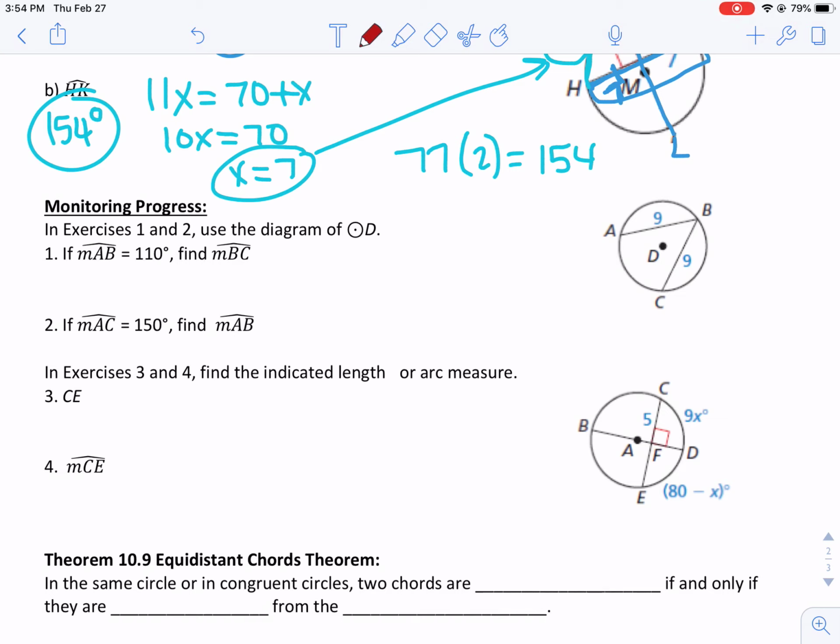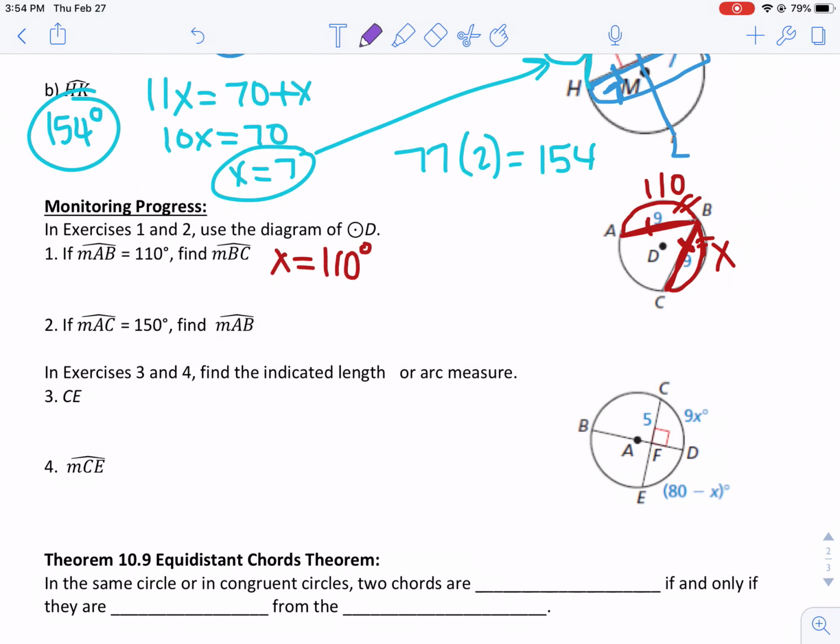All right, so we're doing monitoring progress, so this is going to combine the first two things that we've talked about. It's just a review of the first things. So you've got circle D. It says if the measure of arc AB is 110, find the arc of BC. I don't know this arc length, but what I do know is that since this chord is 9 and this chord is 9, if the chords are congruent, then the arcs must be congruent. So then BC has to be 110 degrees.